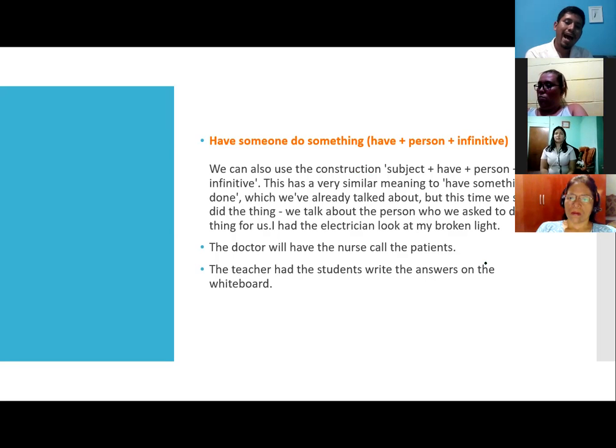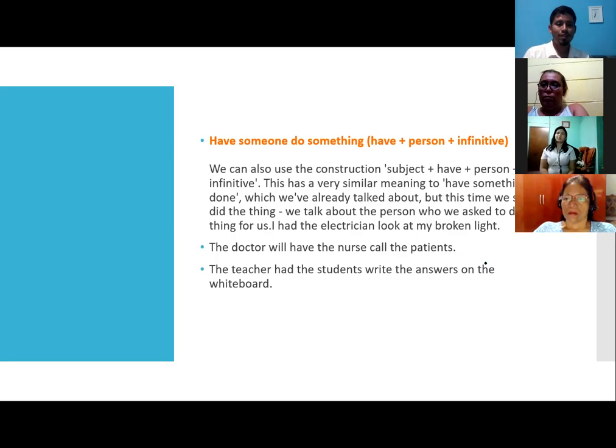For instance, we have here the example, okay? Check this out. The doctor will have the nurse call the patients, okay? The doctor will have the nurse, who? The nurse call the patients. Who is going to call the patients? The nurse. And also, we have the next sentence that says, the teacher has the students write the answer on the whiteboard. Who are the people that will answer on the whiteboard? The students.